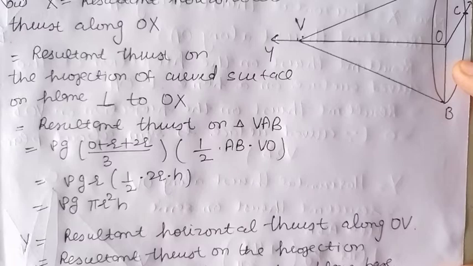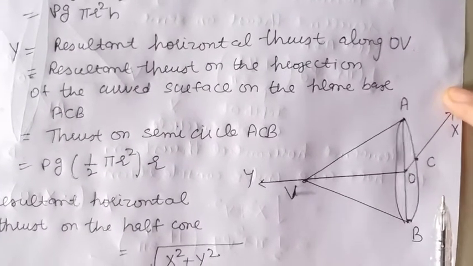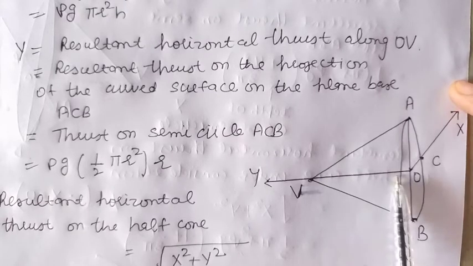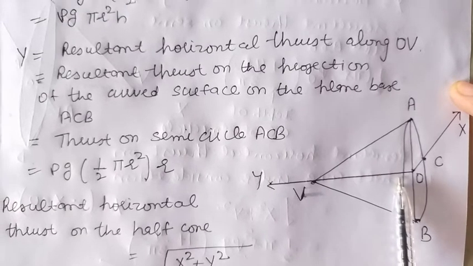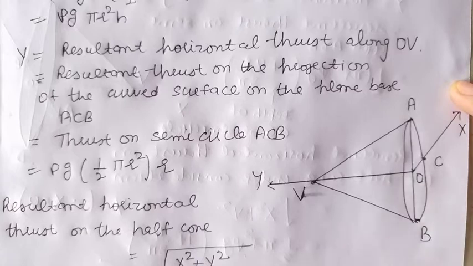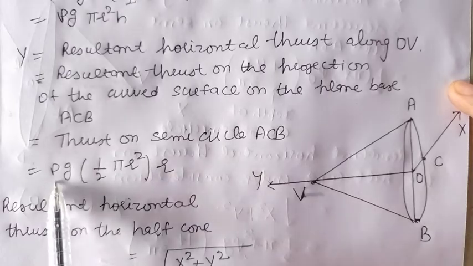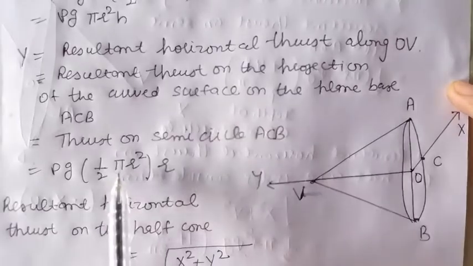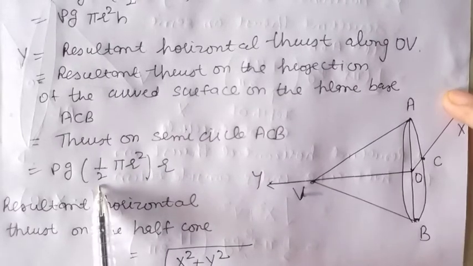So we get the resultant horizontal thrust along OX, which is given by rho g pi R square H. Next we find the resultant horizontal thrust along the direction OB. By definition, this is given by the resultant thrust on the projection of the curved surface on the plane base ACB, and it is given by the thrust on the semicircle ACB. So it becomes rho into g into R into the area of semicircle ACB, which is pi R square by 2.